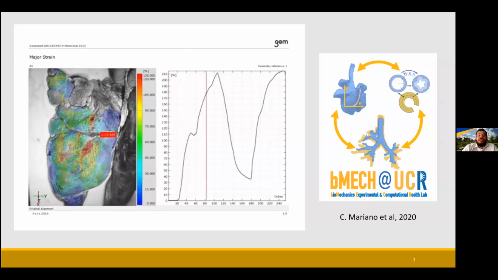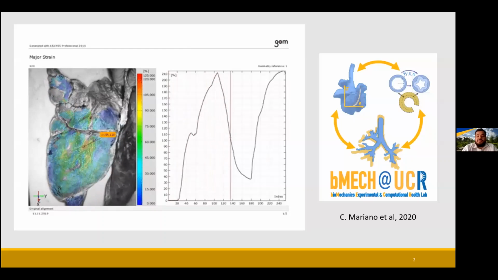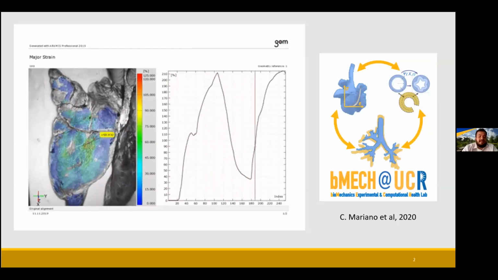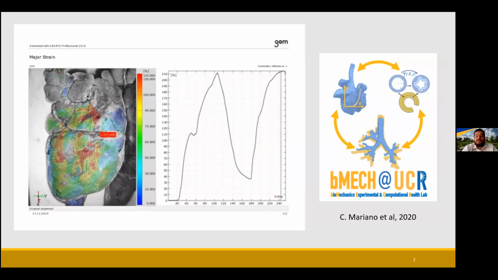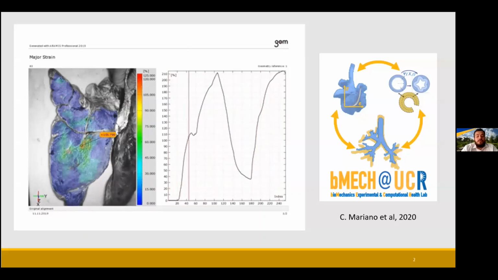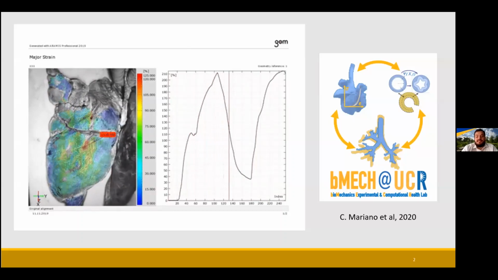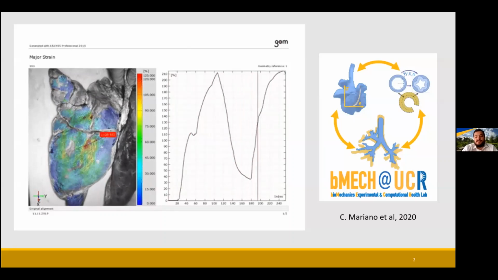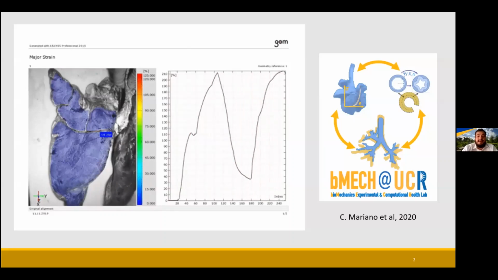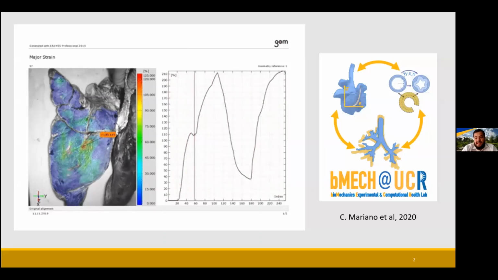So with every breath, your lung undergoes pressure and volume changes, constantly stretching and compressing. As a result, the structural material experiences stresses and strains. One of the things we do at the BMEC lab is we look to characterize these mechanical properties, compare the differences in these properties between a healthy and a diseased lung to gain further insight on pulmonary mechanics.